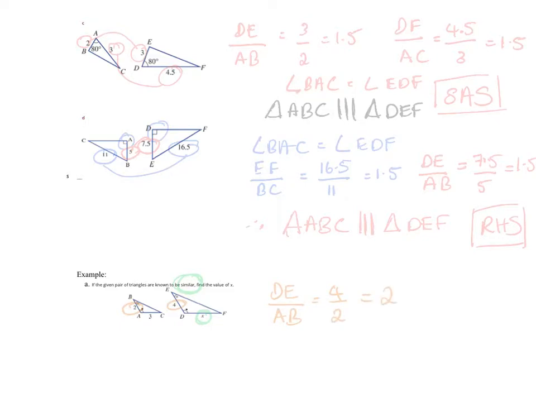Now, you probably could have told me, well, that's pretty simple. To get from 2 to 4, you've got to times by 2. Sometimes it's a little bit trickier to work out. So that's a good way of doing it all the time. So the side in the bigger triangle divided by the corresponding side in the smaller triangle. So now we know that our scale factor is 2. You've got to times by 2 all the time.